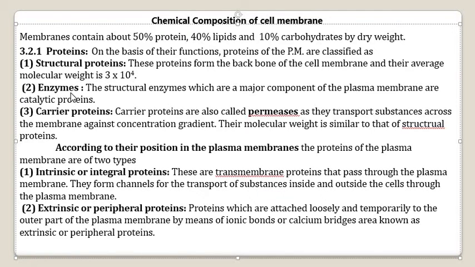And then the second one is enzymes. The enzymes, which are a major component of the plasma membrane, are the catalytic proteins. So on the cell membrane, let me show you the diagram.